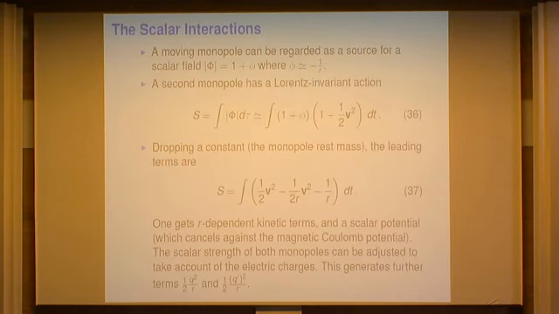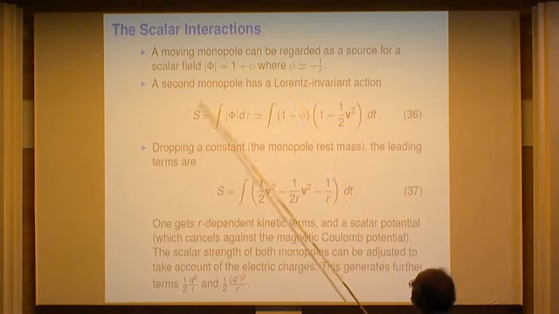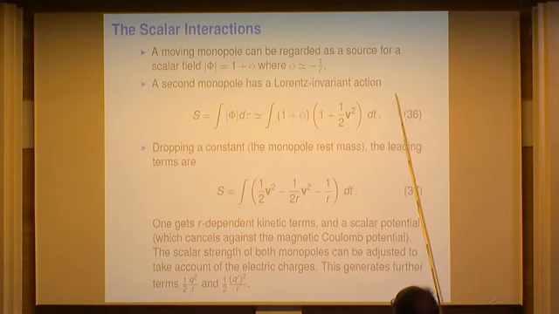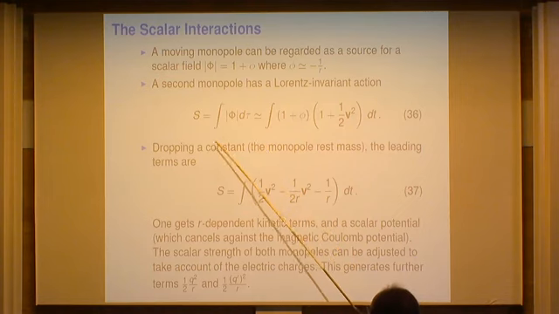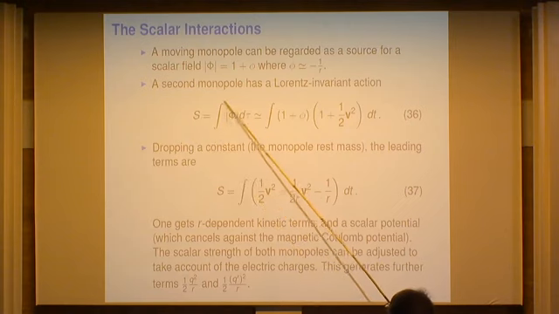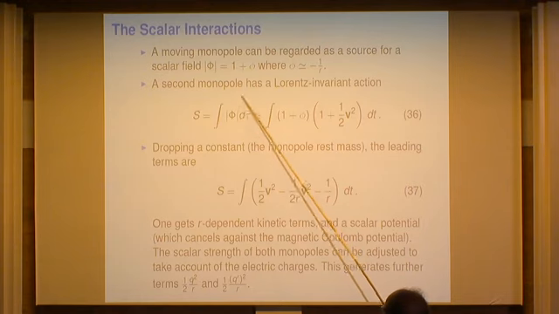So this is how you go about trying to work out the interaction of 2 scalar charges. A moving monopole can be regarded as a source for a scalar field, 1 plus phi, where phi is approximately minus 1 over r. Now, how does a second monopole interact with that one? Well, you start with the notion of a Lorentz invariant action for a particle moving in a scalar field. S is an action, an integral along the world line. This is relativistic notation. Ultimately, we're interested in non-relativistic effects, but it's best to start with the relativistic point of view.